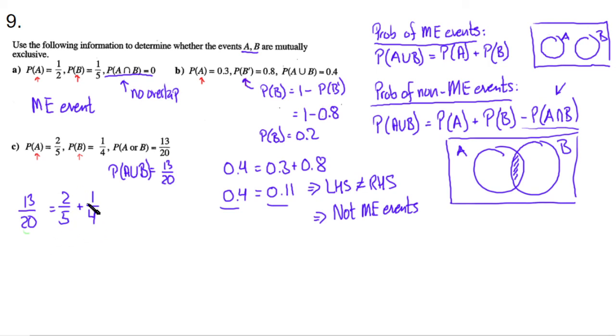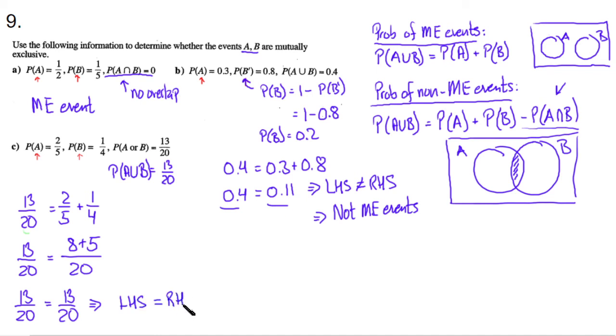Because we're adding two fractions, we need to make sure we have a common denominator on the right-hand side. The left-hand side stays the same. The common denominator here will be 20, which means we're going to get 8 plus 5 in the numerator. The right-hand side, 8 plus 5 is 13. So the left-hand side equals the right-hand side this time, and that means that we're dealing with mutually exclusive events.